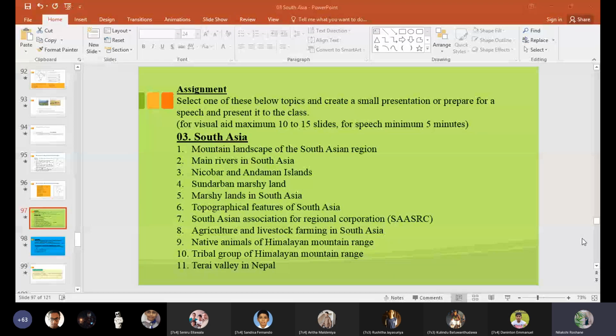From South Asia: the mountain landscape of the South Asian region, main rivers in South Asia, Nicobar and Andaman Island, Sundarban marshy lands in South Asia, topographical features of South Asia, South Asian Association for Regional Cooperation SAARC, agriculture and livestock farming in South Asia, native animals of Himalayan mountain range, tribal groups of Himalayan mountain range, and Terai Valley in Nepal. So these are the topics from South Asia.